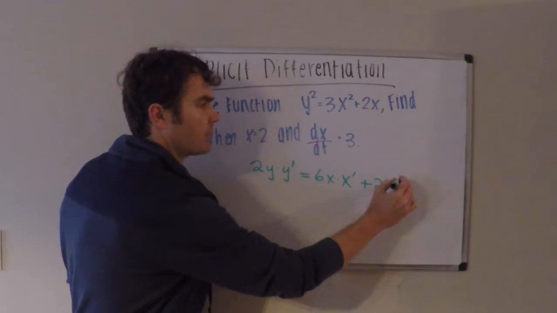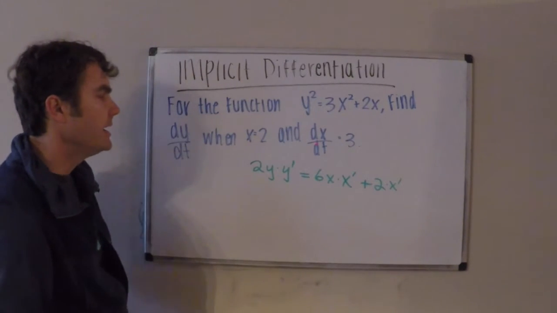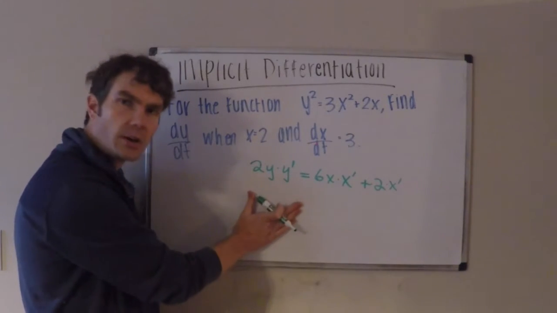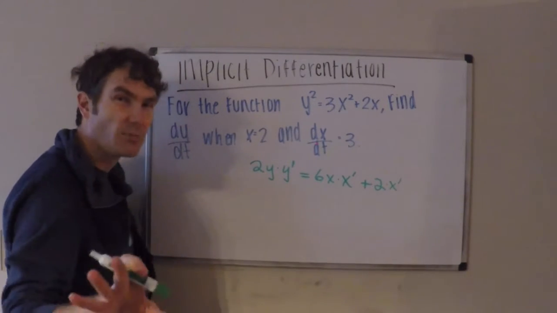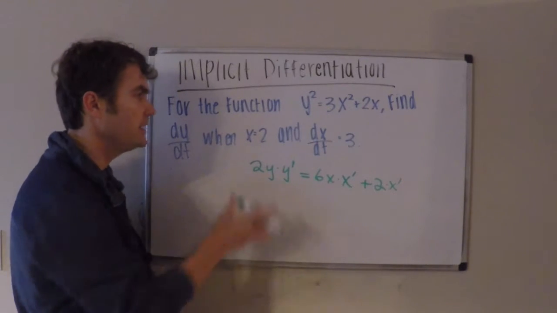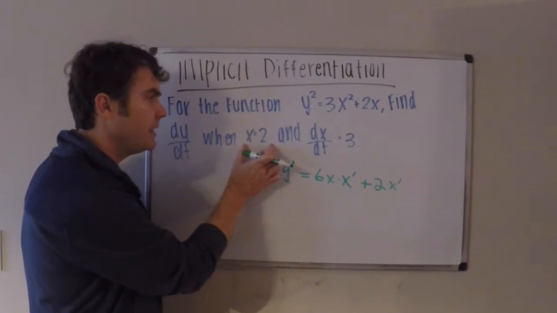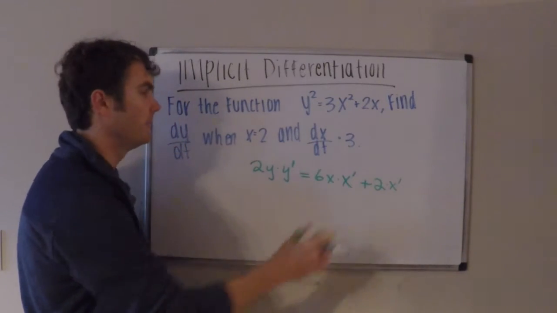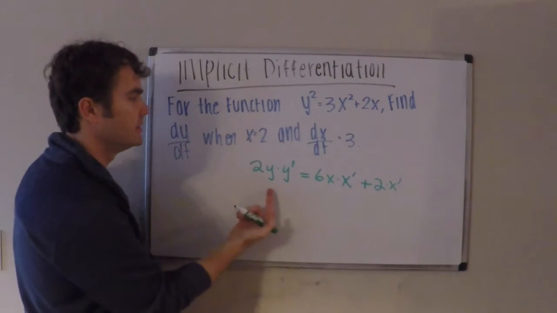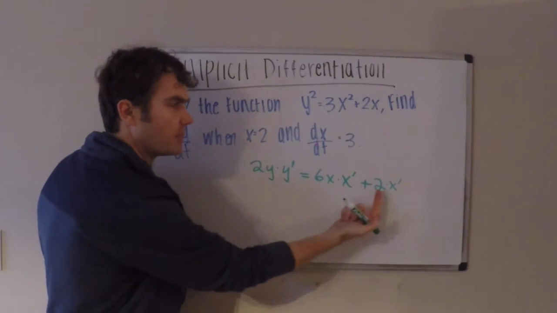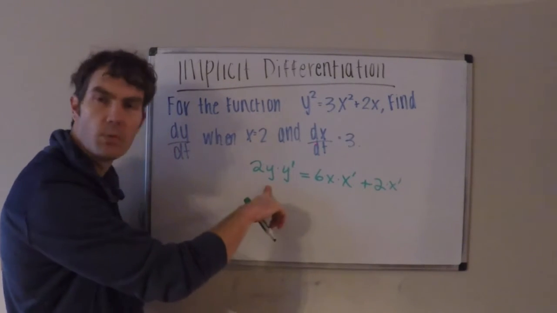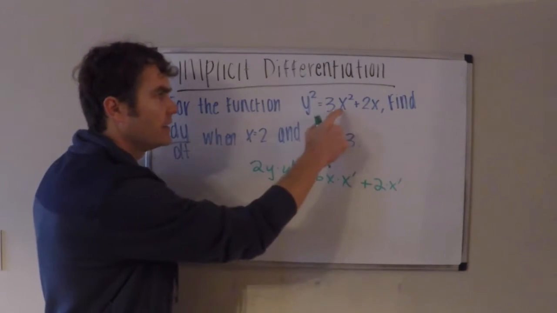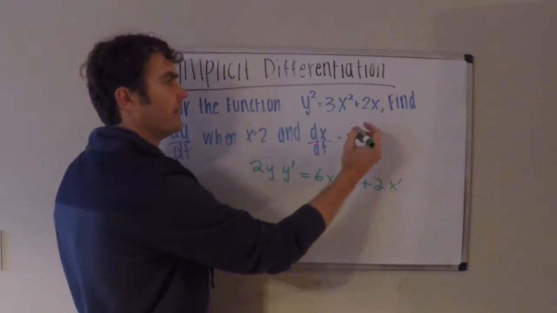Now, in the previous videos, as soon as we take this derivative, we start solving for y prime. That's not wrong here, but it's much easier when you've been given x and dx/dt to immediately plug in. We've got our x prime, so we're going to start plugging those in, but we're missing our y. So what do we do? We need to plug this 2 back into the original function to solve for y.